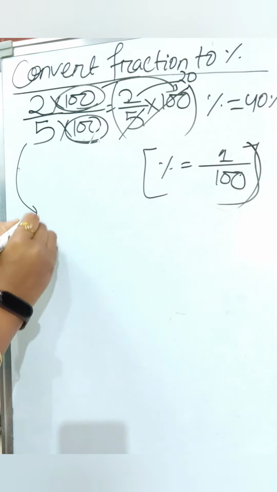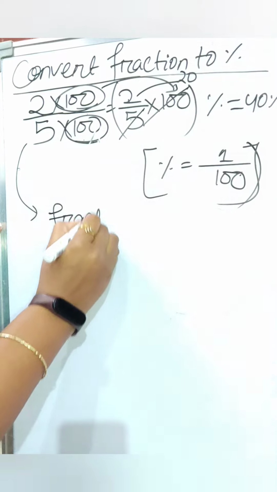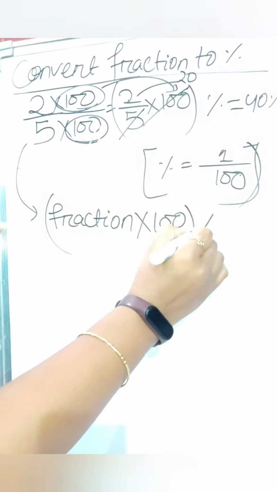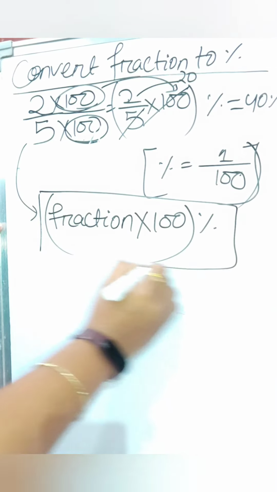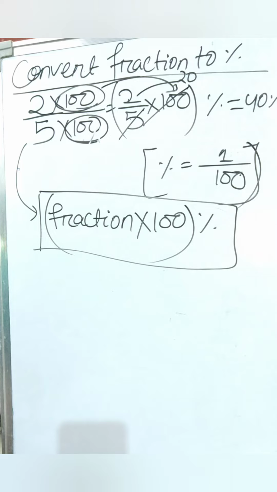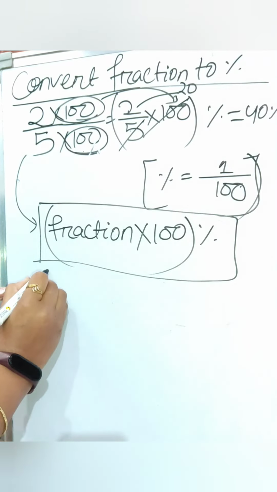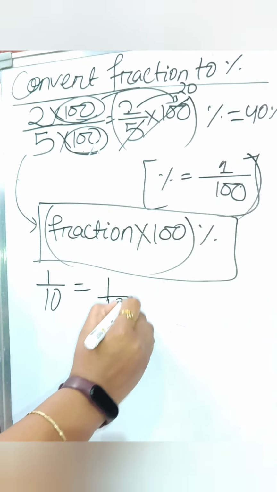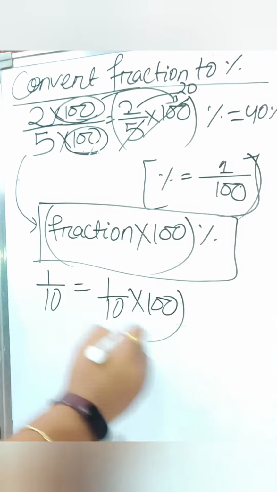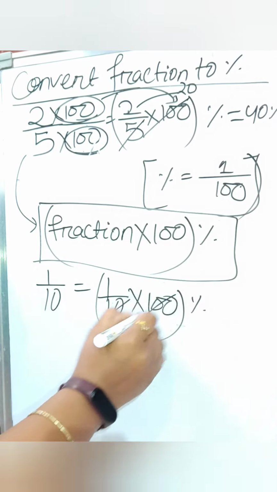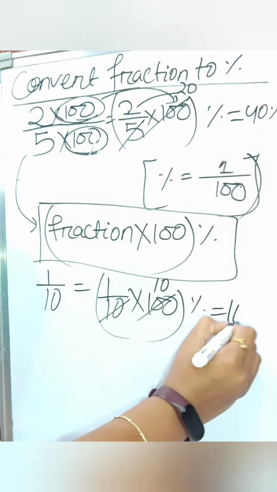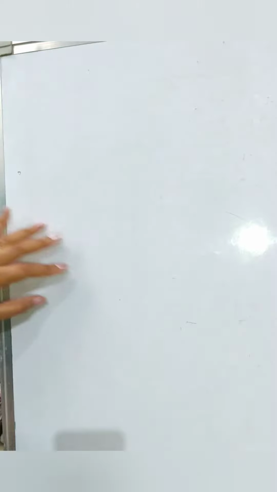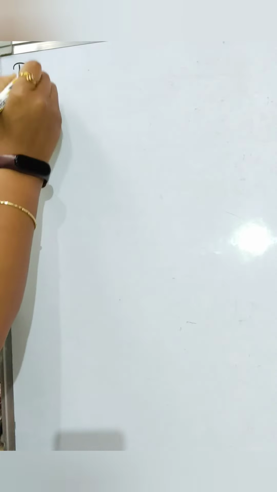So all the time it is not required to multiply 100 in the numerator and denominator. So the trick is here: any fraction into 100, and outside the percentage sign, and then cancel it out and you will get the answer. So see here, the next example I have taken is 1 by 10. So simply 1 by 10 into 100, keep it inside the bracket, outside the percentage sign, and this is 10. So here the answer is 10%. Do not forget to give the percentage sign outside, because that is important.